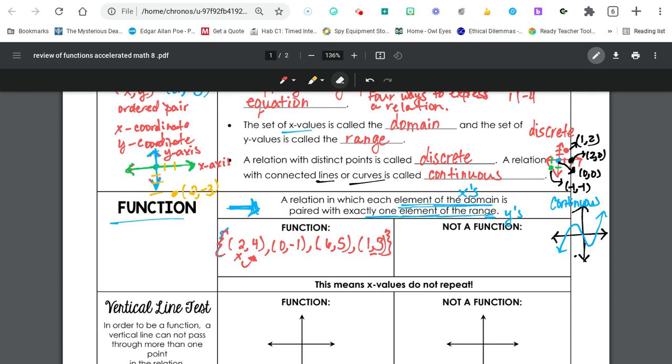So again, you're just focusing on your x's. I don't like the way I wrote that. Only focus on x. Just on x. And x can only be paired with one y. That looks better. Now let me show you something that's not a function. Suppose you had 2 paired with 4, 0 paired with -1, 6 paired with 5, and then I put 2 with 3.